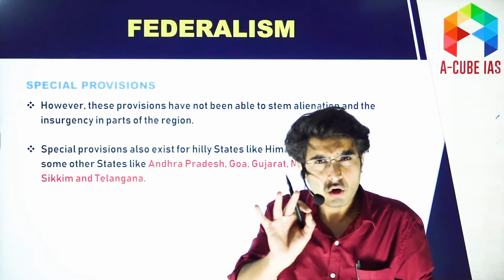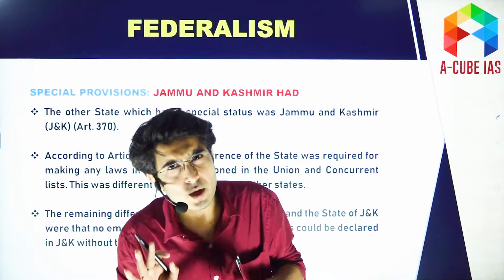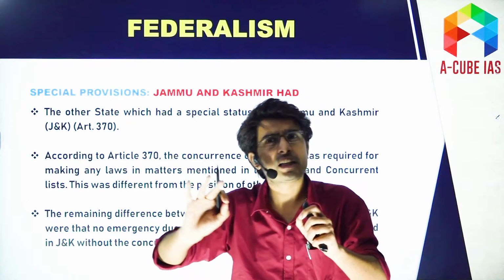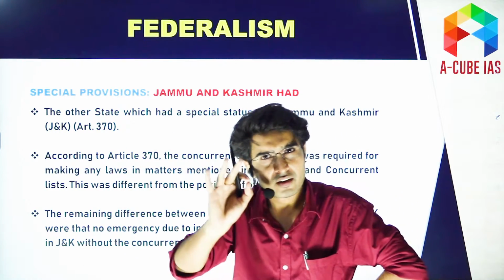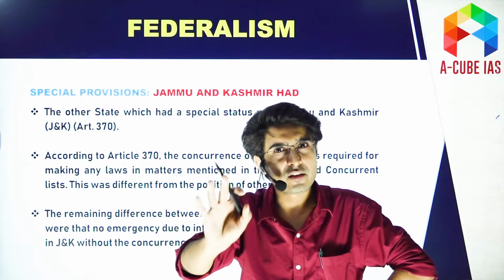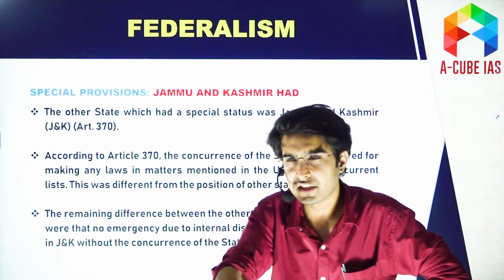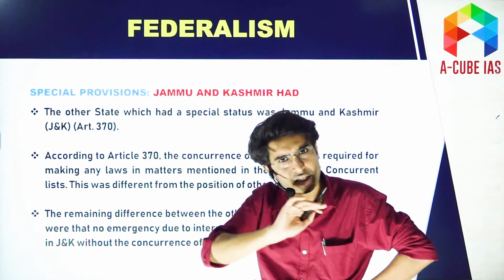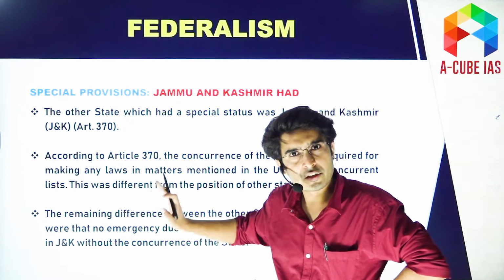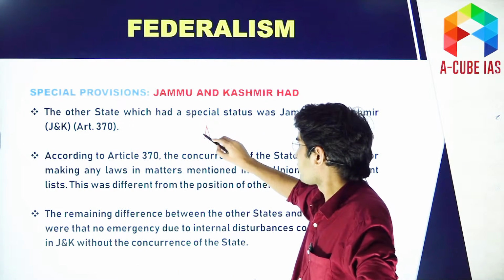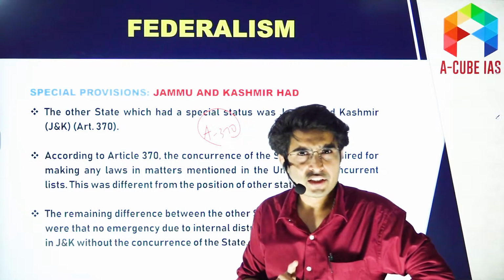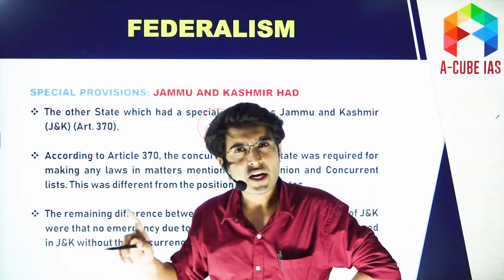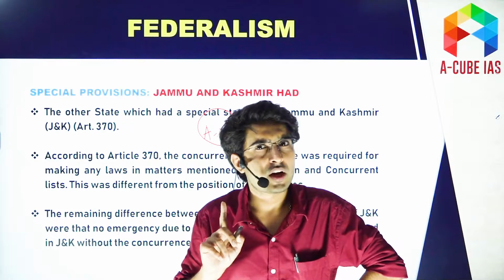Now let's talk about Jammu and Kashmir. Jammu and Kashmir had a special status under Article 370. Definitely you must have read about Article 370. Why? Because it has been scrapped now, so it does not exist now. This Article 370 provided the special status to Jammu and Kashmir.